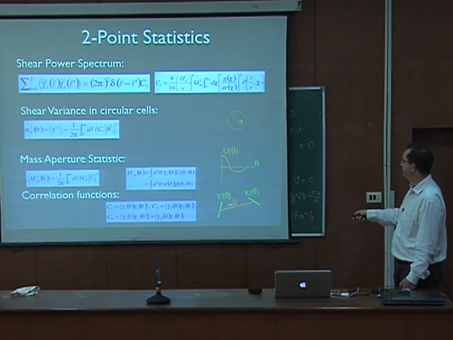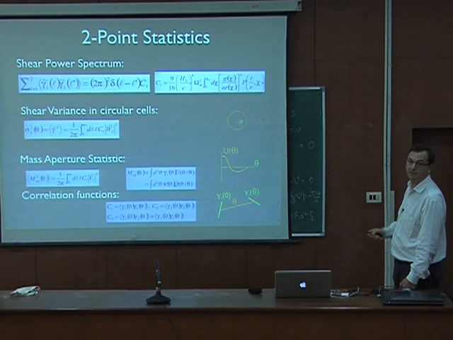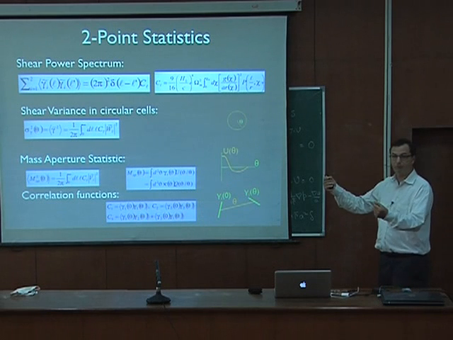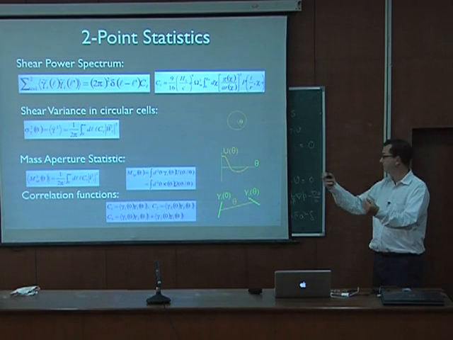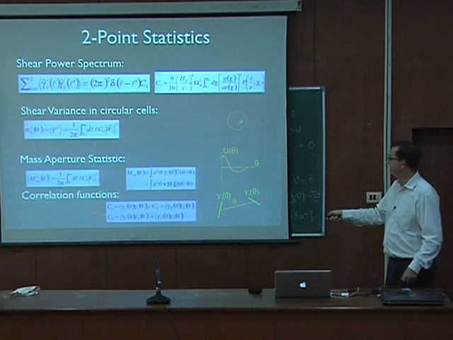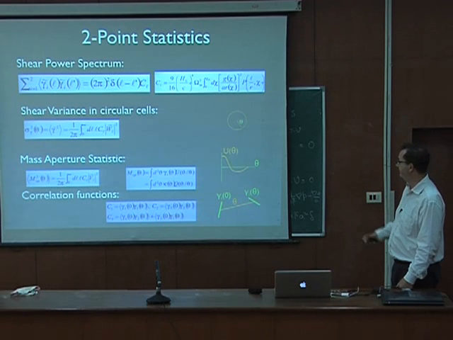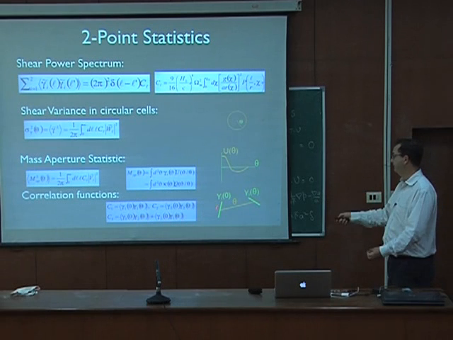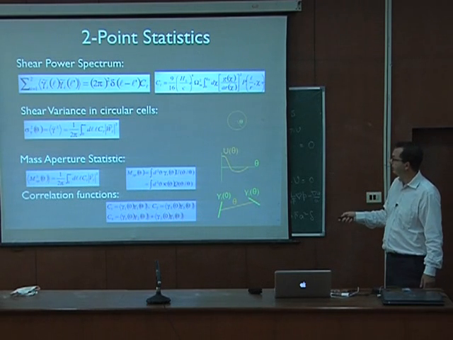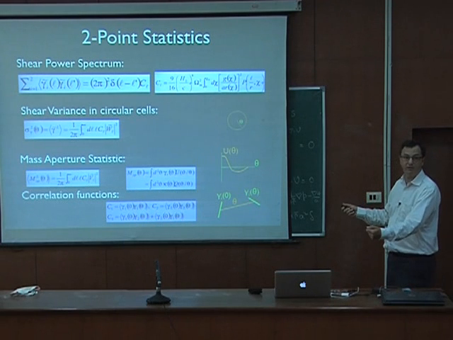And let's say these 2 points are separated by an angle theta. Then what we can do is we can take the product of the shear at this position times the shear at this position, and average over all pairs of points or all pairs of galaxies which are separated by this angle theta. Okay? So we make an average of all pairs separated by the angle theta, and then we can compute what the product is, and then we can look at pairs separated by another angle, do it again and again, so we get a function which depends on the separation theta.